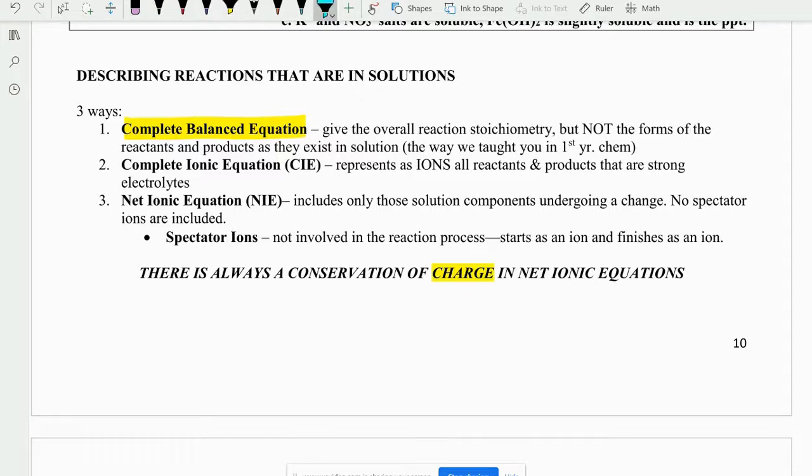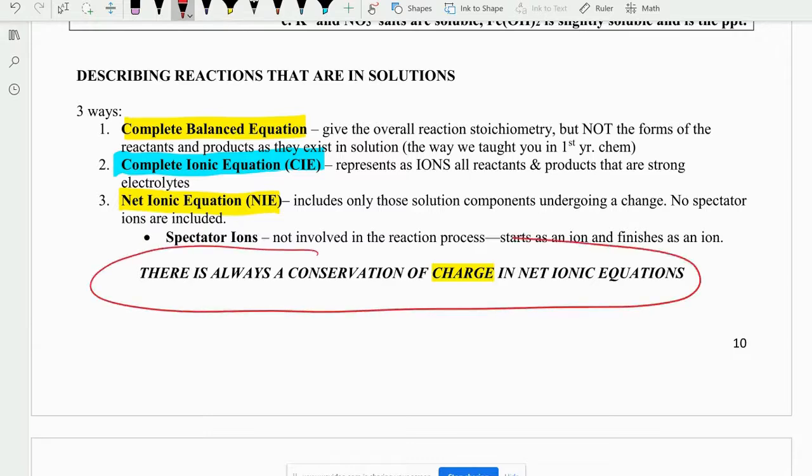The second thing you're going to do is separate everything out into their ions and write the complete ionic equation. And lastly, once you determine your spectator ions, which you'll see in just a second what those are, you are going to write your net ionic equation. Overall, you need to know this: when you're doing the AP style way of writing equations, you're always going to need to conserve the charge in the net ionic equation.